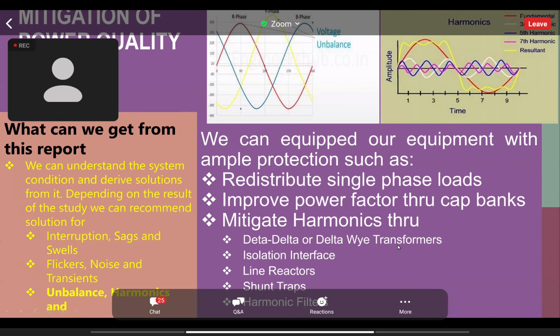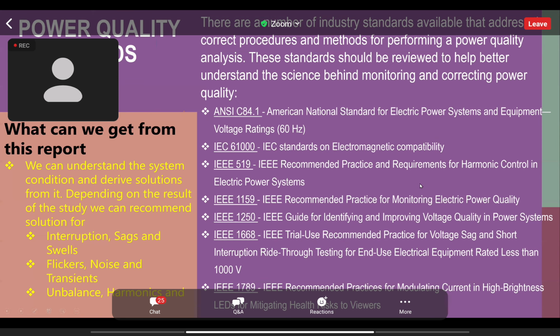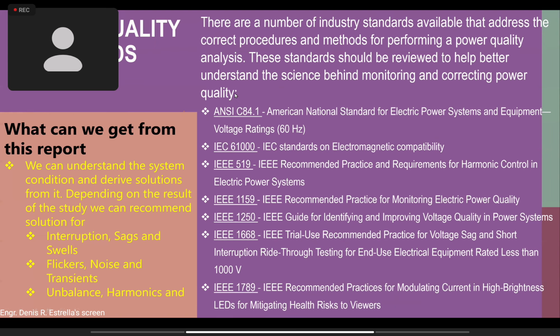Okay, so standards. Maraming standards. These are the standards that will help us understand the science behind monitoring and correcting power quality. So merong ANSI C84.1, IEC 61000, IEEE 519. This is for the harmonic control. In one of our presentations na point natin ito na information. Then IEEE 1159, IEEE 1250, IEEE 1668. So this will give us the recommended practice for the voltage sag and swells.